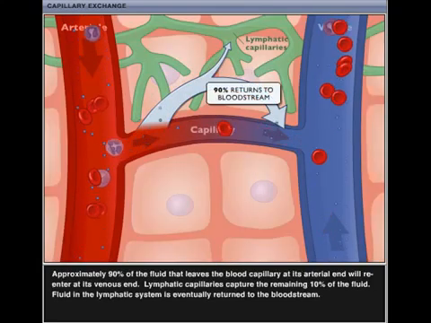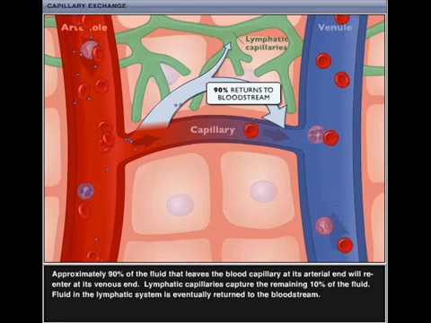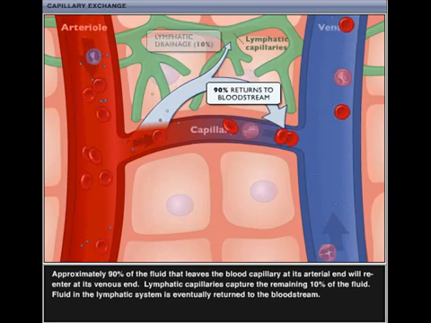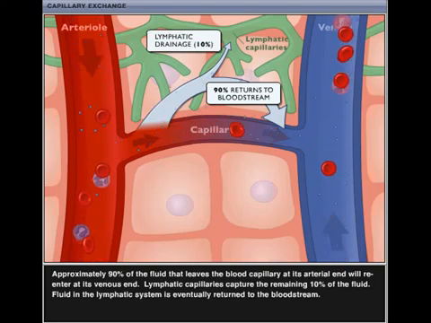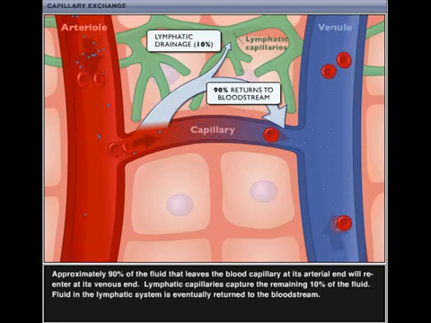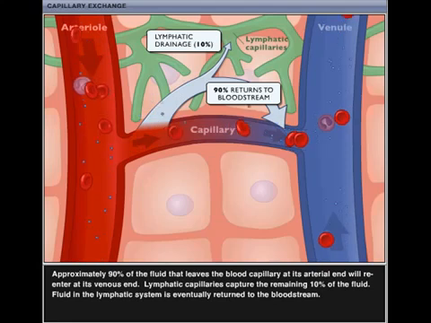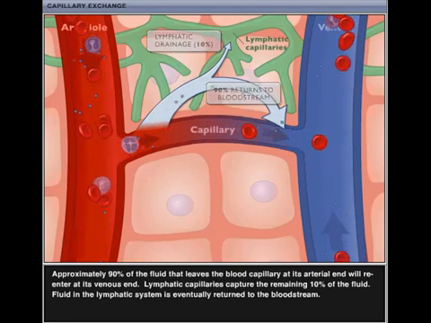Approximately 90% of the fluid that leaves the blood capillary at its arterial end will re-enter at its venous end. Lymphatic capillaries capture the remaining 10% of the fluid. Fluid in the lymphatic system is eventually returned to the bloodstream.